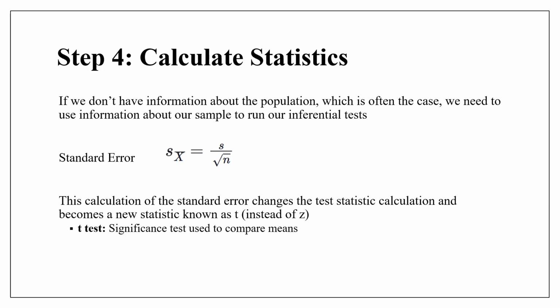And when this happens, we're no longer going to do a Z-test, we're going to be using a t-test. It's a very, very similar statistic. The only difference is that the Z-test uses population parameters, whereas the t-test is going to use sample parameters. And that's exactly what we're going to be doing in the next class.